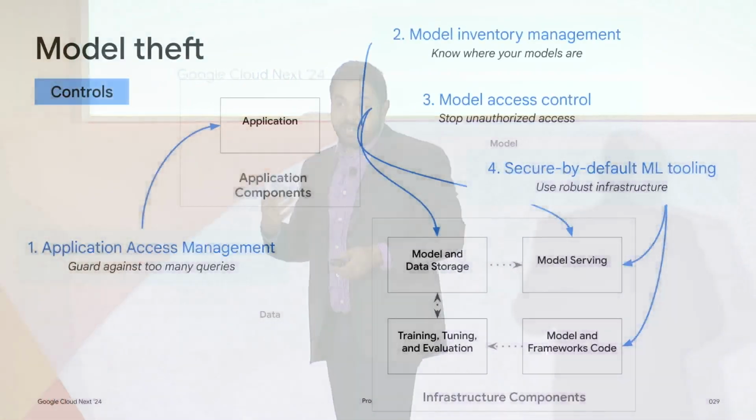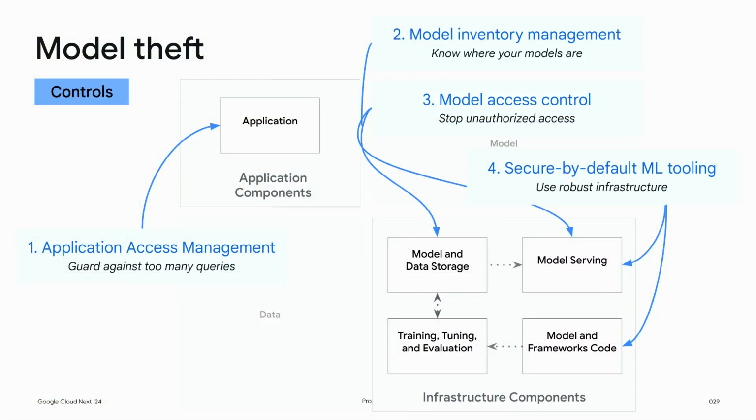How do you control for this? Well, on the application side, firstly, and very importantly, you want to have application access management based on accounts, based on devices, based on APIs. This is, as to Anton's previous point, not an exciting new thing, but a very important thing in the context of AI. You just want to guard against too many queries that may be abusive to the model for a whole host of purposes. Secondly, to control on the infrastructure side, you want to do solid model inventory management.